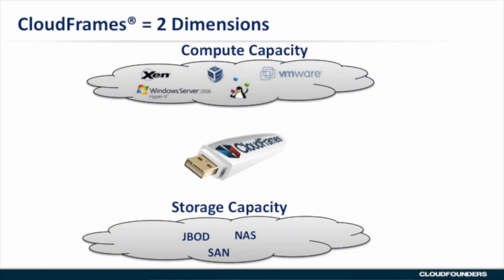As you probably know, the CloudFrames software allows to turn x86 hardware into a private cloud. This private cloud consists out of computing capacity and storage capacity. In this video tutorial, I will show you how to interconnect these two capacities together and cable them correctly.